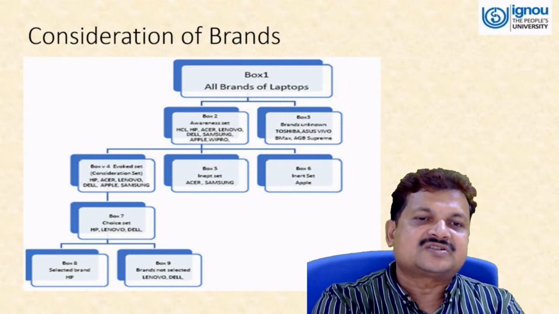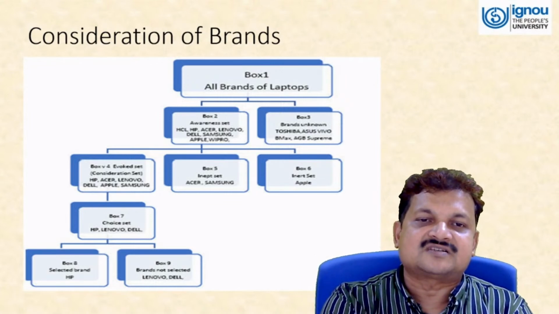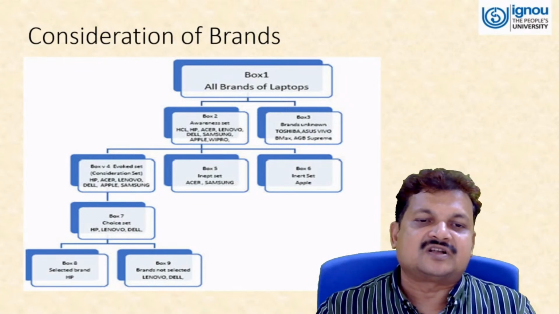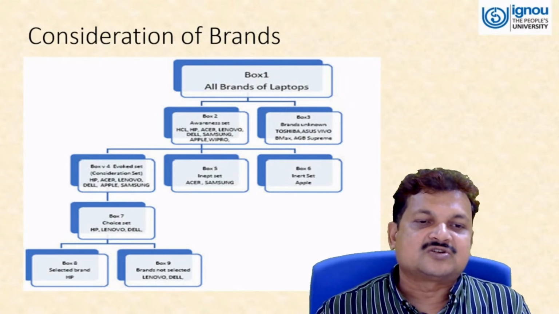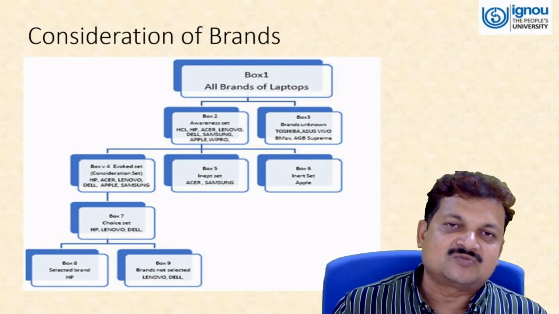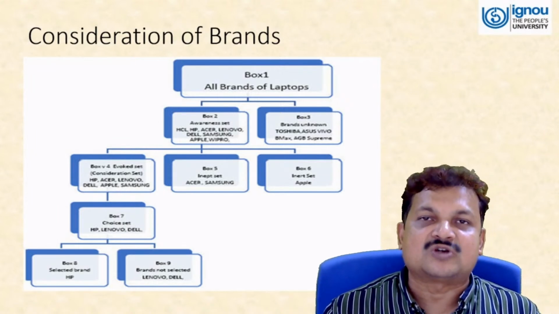So from the consideration brands, then you are going to the choice sets. Okay. So whether you are going to select or not, that depends on that. So consideration means you are considering, and that becomes a choice set. So in the choice set, then you are going for the selected brand or brands not selected. So that means in the choice set, mostly you are going to find the reputed brands, and within that you are not going to select these particular things. That is mostly going to happen.